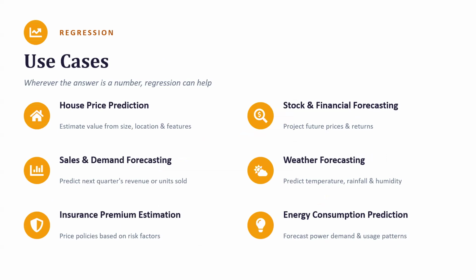You can see the use cases: whenever our answer is a number, regression can help. House price predictions, sales and demand forecasting, insurance premium estimation, stocks and financial forecasting, weather forecasting, and energy consumption predictions. These are the use cases for regression.